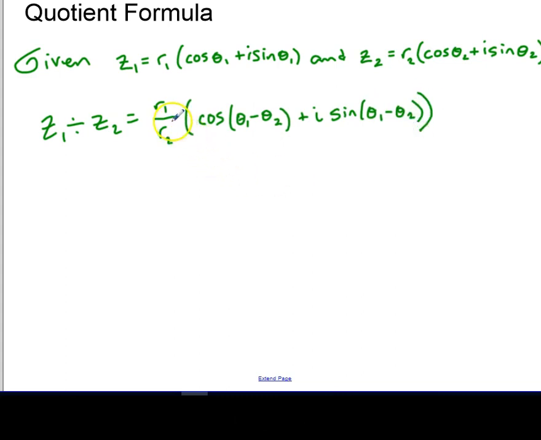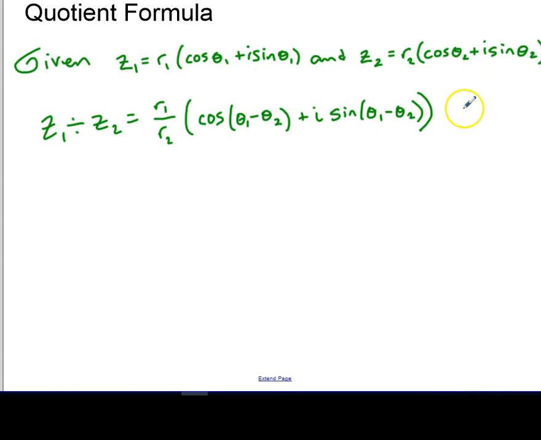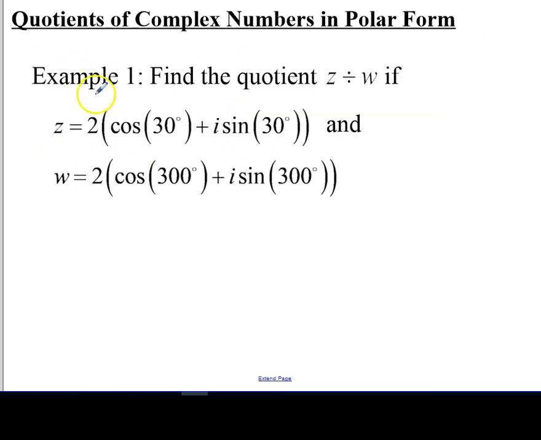Again, we're dividing the radii and then subtracting the angles. We do need to be careful about the order here. And of course, when we're doing this quotient, we have to say that z2 cannot be equal to 0, because if we're dividing by 0, obviously that's no good. So here's our formula, and I'd like to apply it here.